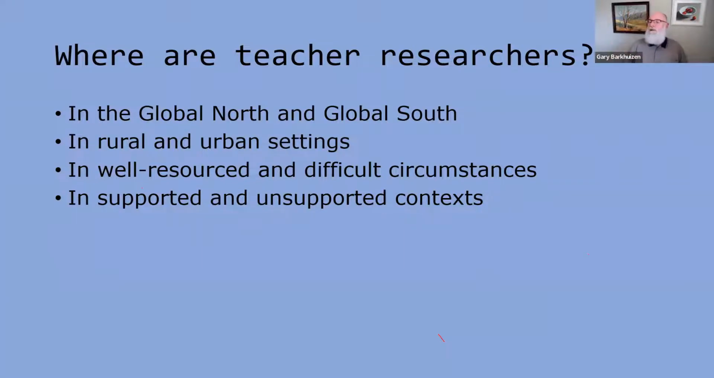In rural and urban settings, we have different resources available, and so if teachers want to get engaged in research or with research, they may not have the resources available that some teachers in other settings may have. So in other words, we have well-resourced teacher researchers and teacher researchers in difficult circumstances. Some teachers are supported. Their schools may give them time or funding or facilities or equipment. Other schools, that may not even be an option at all.